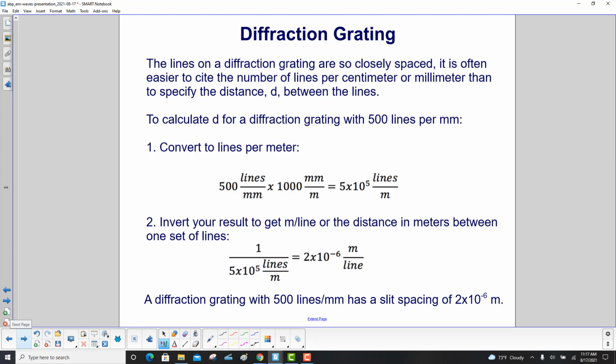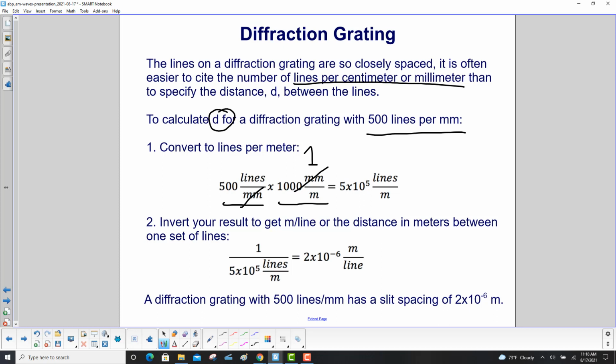The lines on a diffraction grating are so closely spaced that it is often easier to cite the number of lines per centimeter or millimeter than to specify the distance d between the lines. So to calculate d for a diffraction grating with 500 lines per millimeter, because after all, d is in all our equations, first you convert to lines per meter. So 500 lines per millimeter times 1,000 millimeters per 1 meter, right? That's just equal to 1. That's a conversion factor. And what cancels? Millimeters. And we get lines per meter. So that's 5 times 10 to the 5th lines per meter.